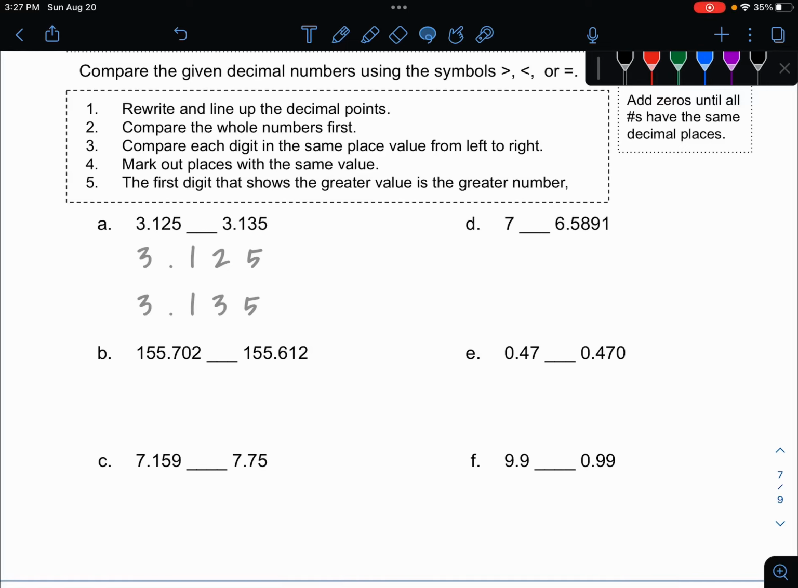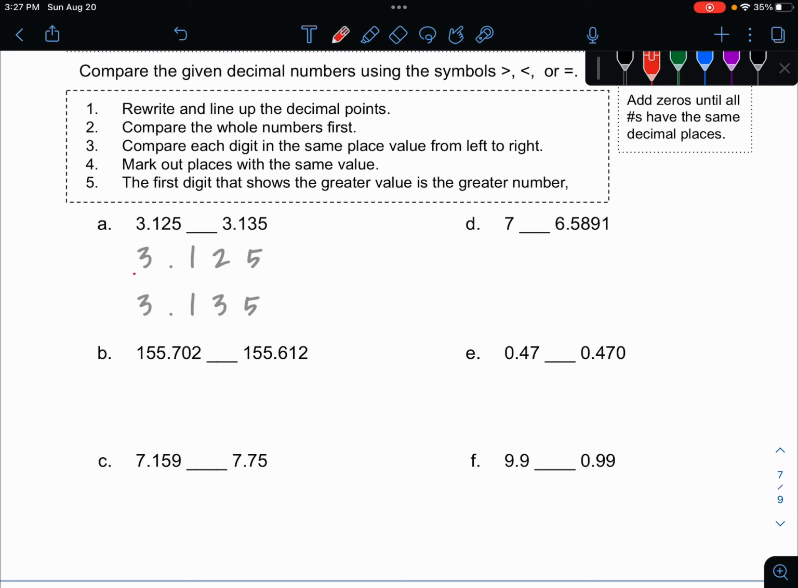Okay, in this video, I'll be showing you guys how to compare decimals. The first step is to rewrite and line up the decimal points. In question A, I have already lined up 3 and 125 thousandths and 3 and 135 thousandths. Step 2, compare the whole numbers first.